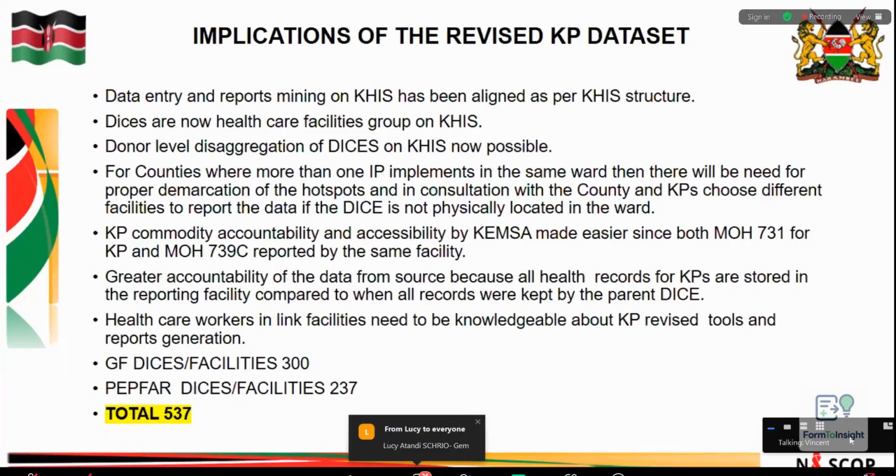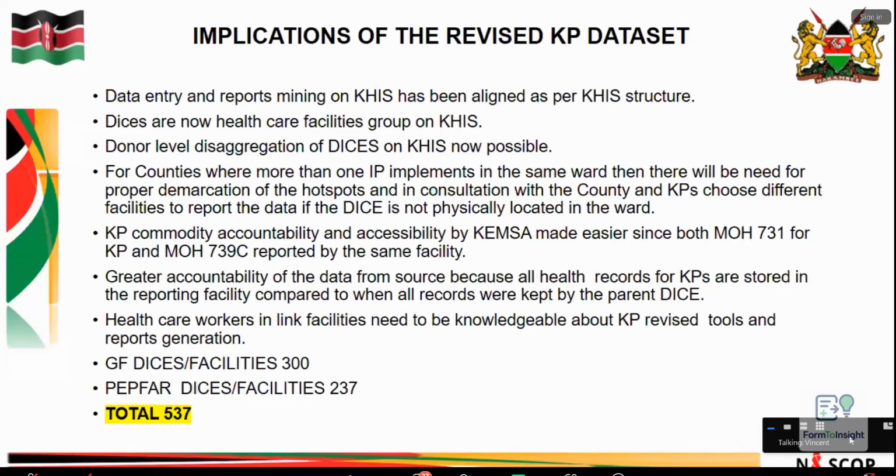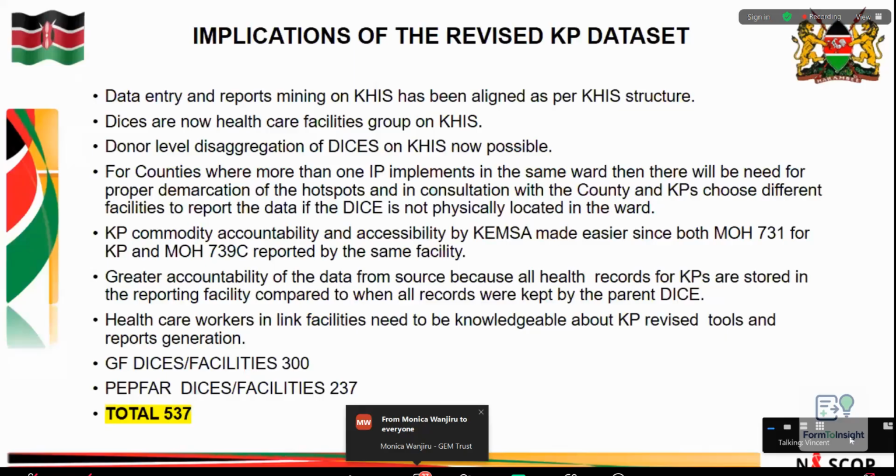And KP commodity accountability then has become easy. Remember now, KP commodities from KEMSA are going directly to those facilities that are implementing KP and will not go to the parent DICE, to be distributed when you are going for your outreach. So you see that now all commodities that are usually given from NASCOP with respect to KVP programming will go directly to those facilities. And this will bring greater accountability of data from source to all healthcare records.